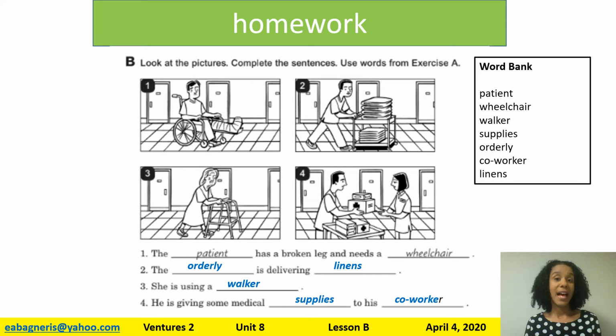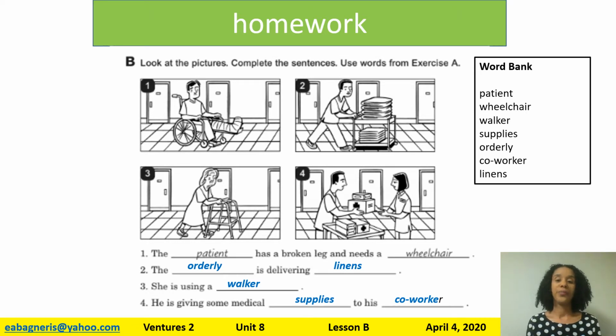Here's the homework from last time. If you remember, there are 4 photos, and you have to match the sentence with each photo and fill in the missing words. Let's look at number 1. The first one says, the patient has a broken leg and needs a wheelchair. They filled in the word patient and wheelchair because we see in the first picture, there's a man, he has a cast on his leg, he broke his leg, and now he is in a wheelchair.